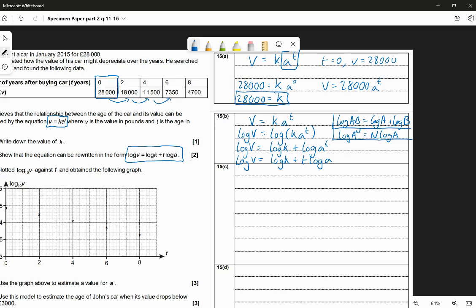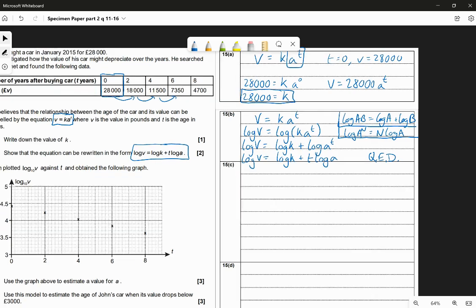And look, we've shown that it can be written like that. There we go, QED, which was what was wanted. I have done what was required. Okay.